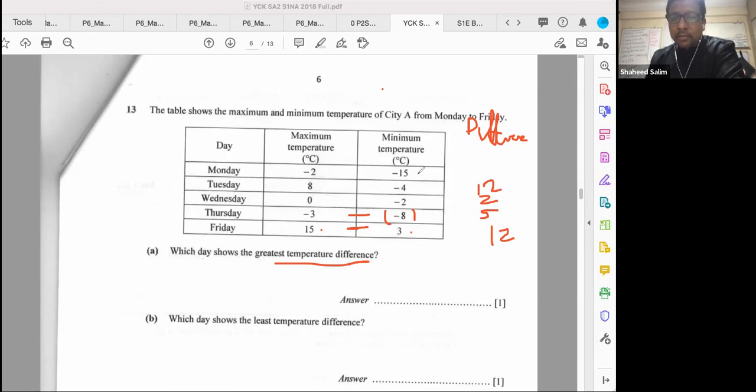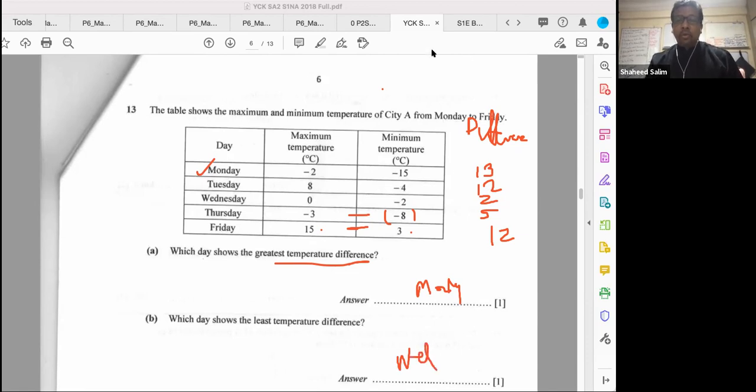2 minus 15, 17. 13. So this is the biggest difference. Okay, Monday. Which one shows the least temperature difference? This one, Wednesday. Wednesday, only 2. Wednesday.